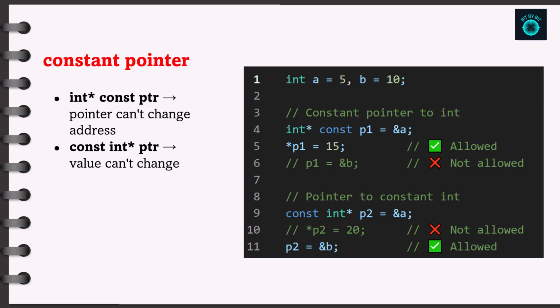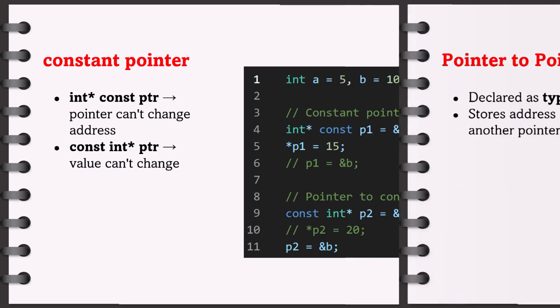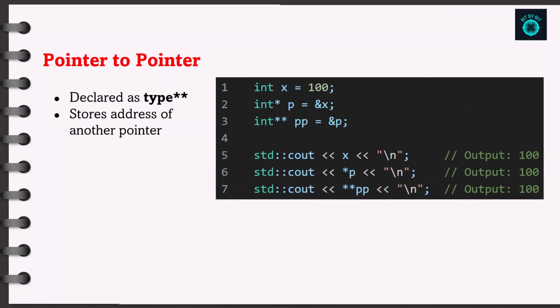This is useful for read-only access. Pointer to pointer. A pointer to pointer means a pointer that stores the address of another pointer. You declare it with two stars, like int **. In this example, x holds 100.